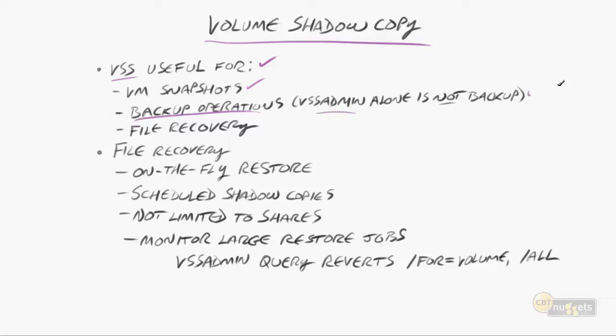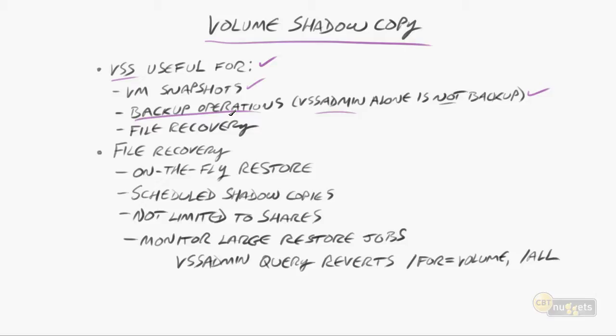VSS Admin alone is not a backup, though, so I don't want you to have the feeling that Volume Shadow Copy on its own is a backup solution. You can use it in certain instances in place of a backup to restore data, but it does not archive indefinitely because it will run out of space, and then it will start to replace that older data with newer data on a first-in, first-out basis. But you can use it in backup operations. Now, Microsoft's own WB Admin utility, which is the Windows Backup Admin command line utility, which you can also use from a UI, does use the Volume Shadow Copy service.